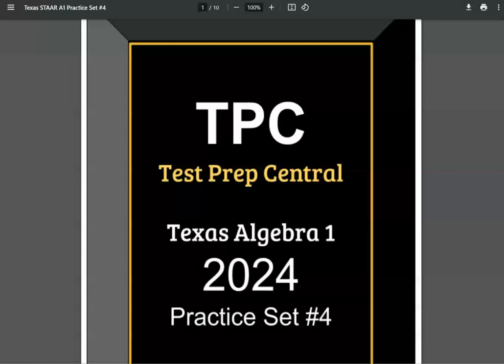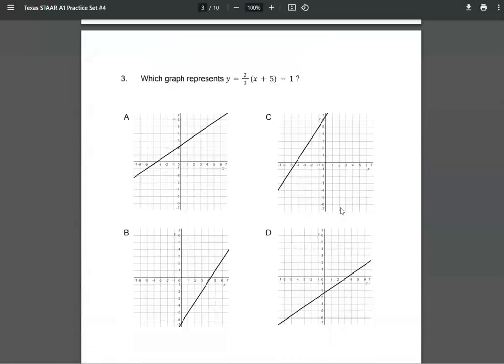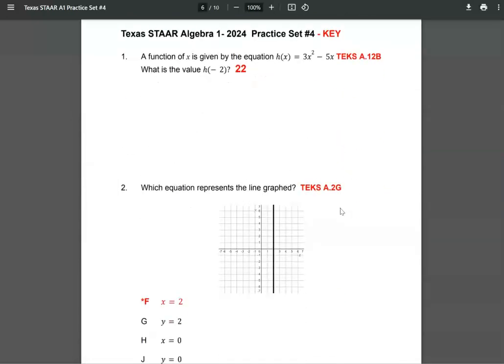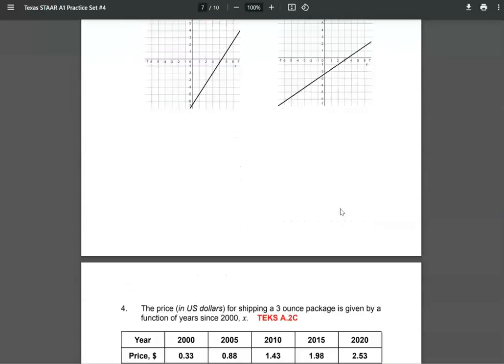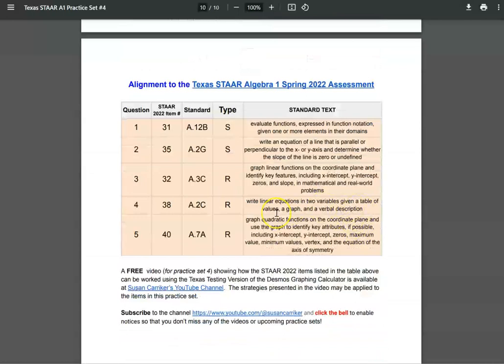Once you have downloaded your copy of practice set number 4, it will look something like this. Go ahead and scroll through the practice set. There's 9 pages. First, you have your test items. There are 5 of the items here, and then you have an answer key with the TEKS alignment. And then on the last page, you will find a table that correlates these items to the items we're going to be working in this video today, which are your STAAR released items from the 2022 STAAR Algebra 1 assessment. The items we're looking at are 31, 35, 32, 38, and 40.